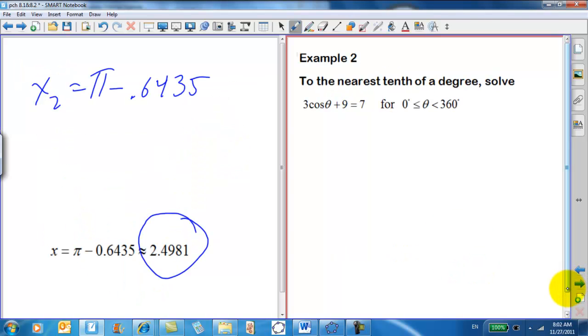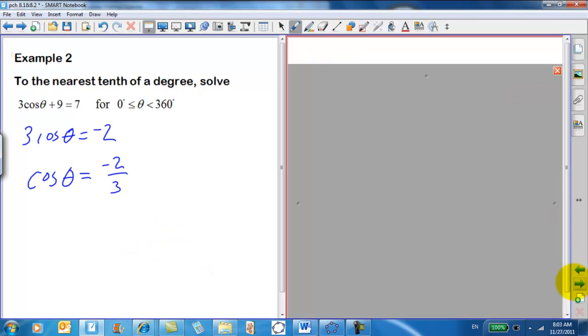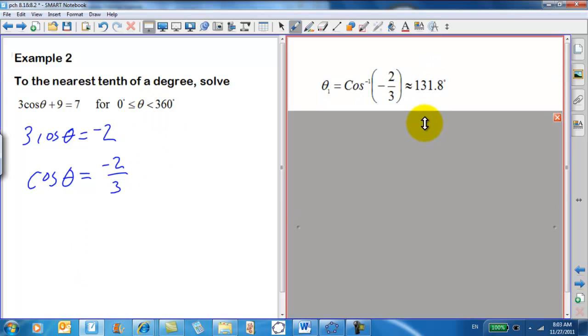Now, to the nearest tenth of a degree, solve 3 cosine theta plus 9 equals 7 for 0 is less than or equal to theta is less than or equal to 360. So first we solve this for cosine to form the simple trig equation. And this is what we were talking about at the very beginning. A simple trig equation is one trig function equal to one real number. Cosine theta equals negative 2/3. And now we have to understand, well, where are we going to get our answers from? Well, we can get one answer from the calculator just by doing inverse cosine of negative 2/3, and it tells you 131.8 degrees. It actually gives you a second quadrant angle.